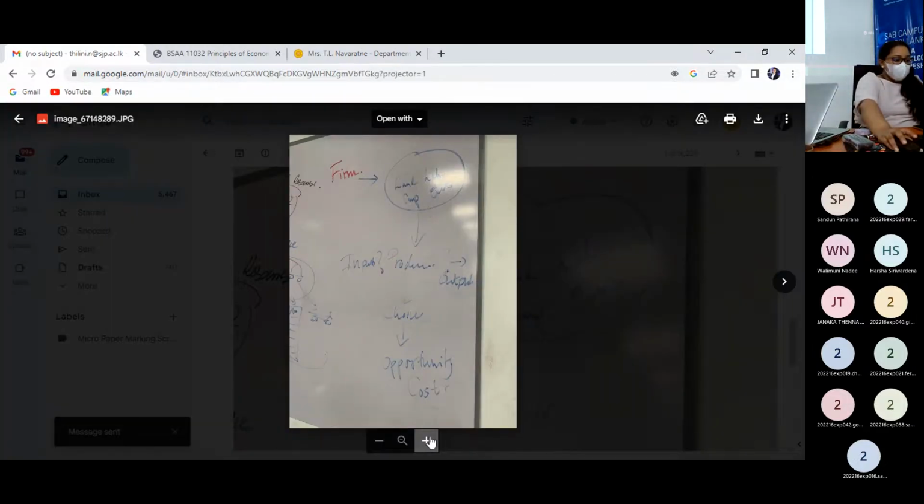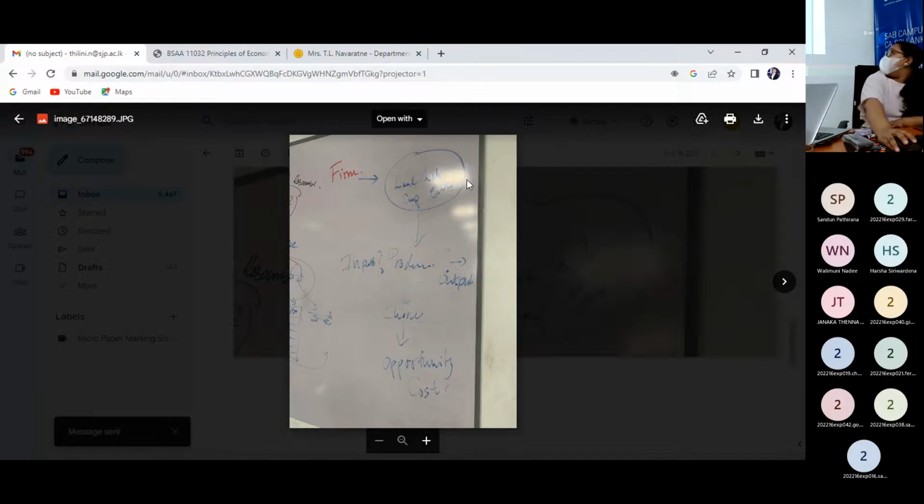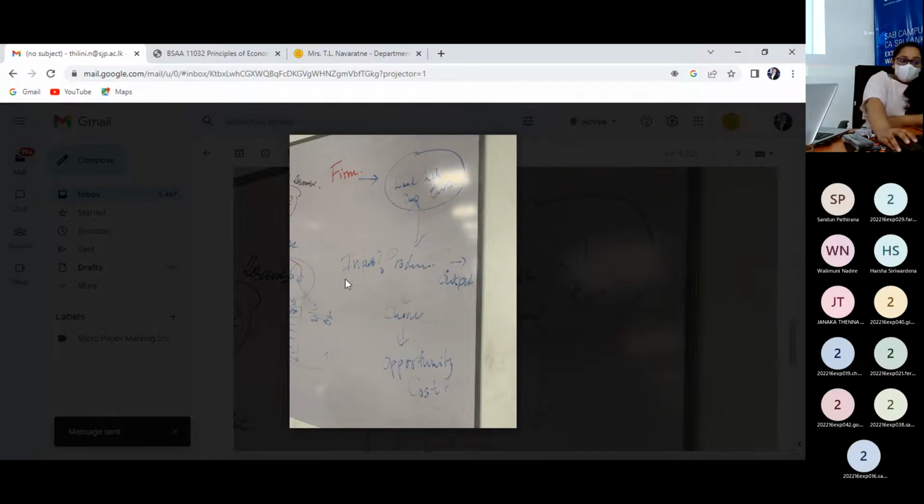Can you all see? For the firm, they have land, labor, capital, and entrepreneurship over here. You can see my cursor also, right? Then they need to decide what to produce, what inputs to use, what outputs to use. When they are doing that, they have to make a choice. They can't use everything. And with that, they have opportunity cost.